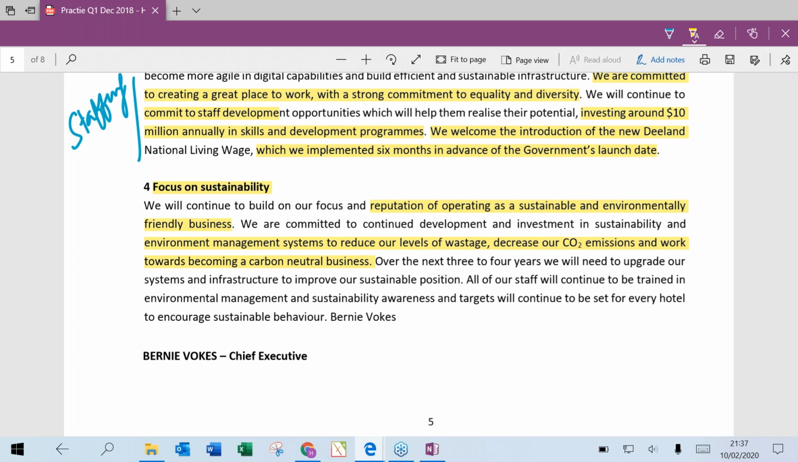Nice sentences. Over the next 3 to 4 years, we will need to upgrade our systems and infrastructure to improve our sustainable position. All of our staff will continue to be trained in environmental management and sustainability awareness, and targets will continue to be set for every hotel to encourage sustainable behavior.